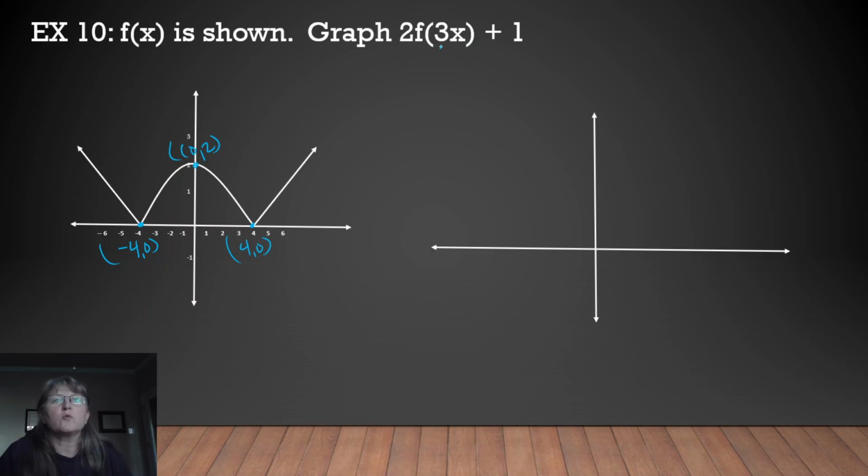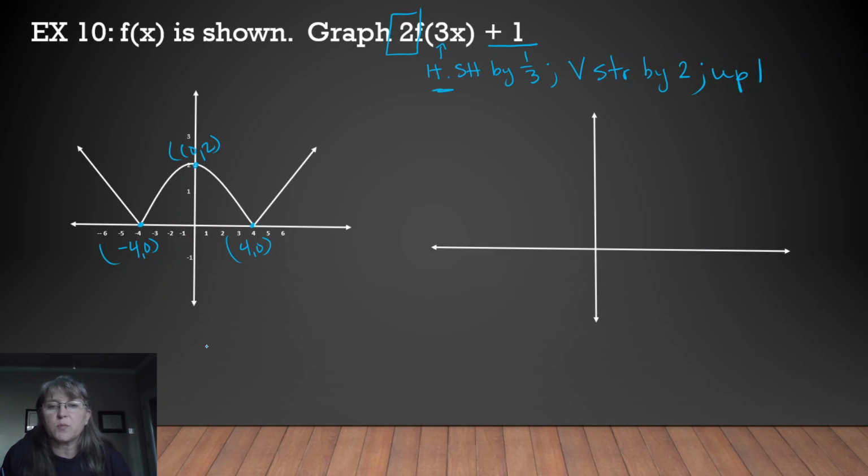Now let's name the rule. So I'm going to do a horizontal shrink by 1/3. Then I'm going to do a vertical stretch by 2. And then I'm going to move up 1. Okay, so this is going to multiply x by 1/3, and then y by 2, and then add 1 to y.